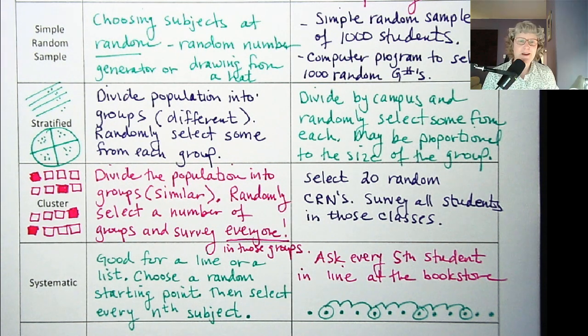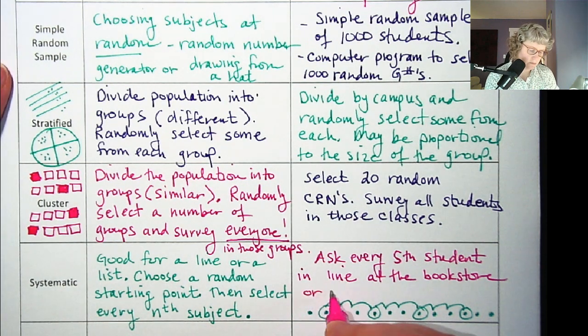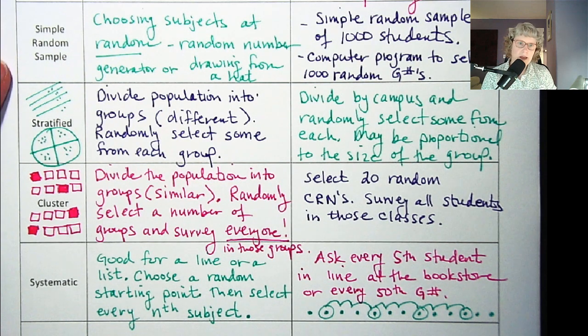The one I thought of was a manufacturing line. So this would be a really good one for a manufacturing line. Let's say you've got boxes of cereal coming off a production line, and you want to make sure they have the right weight. And so maybe you take every 100th one off and measure it. We could also think of, if we had G numbers in a list, maybe select every 50th G number. Okay, so that is systematic.